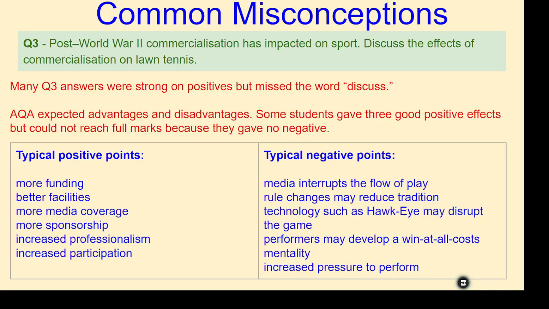Typical negative influences are how the media has interrupted how the game takes place, and rule changes that might have taken place, some of them good, some of them not so good. Technology, well, in tennis actually, technology has probably been quite a good thing, but in other sports, it might not have been such a good thing. So think particularly about football and the impact that VAR has had on football and the weekly issues that we have there.